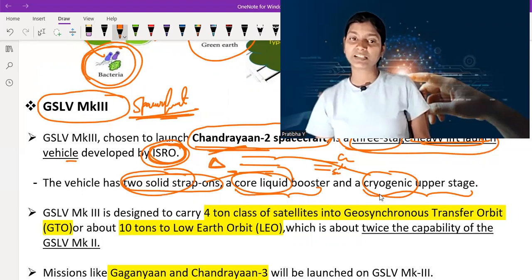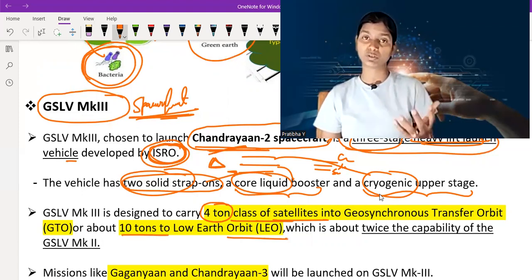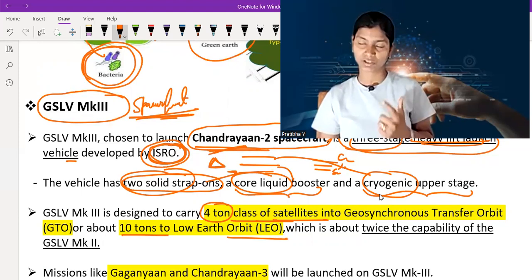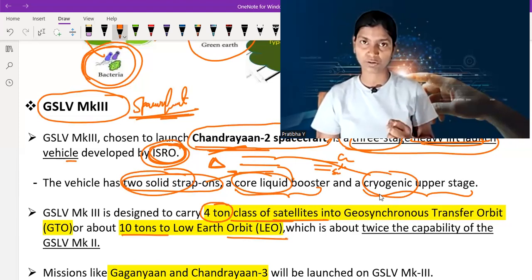GSLV MkIII is designed for carrying a 4-ton class of satellite into GTO, or about 10 tons into LEO. So a 4-ton class of satellite it can launch into GTO, geosynchronous transfer orbit, and around 10 tons in low Earth orbit. So a very, very heavy launch vehicle.